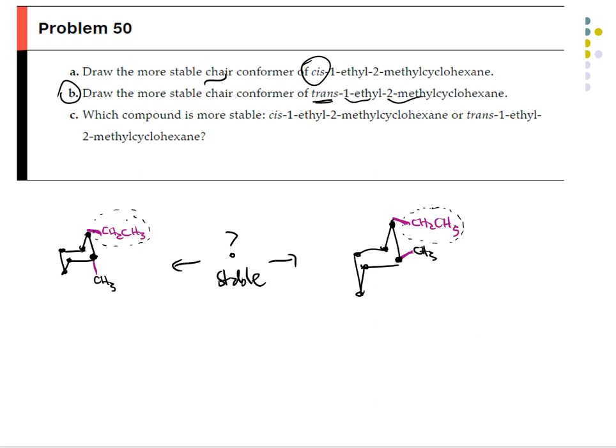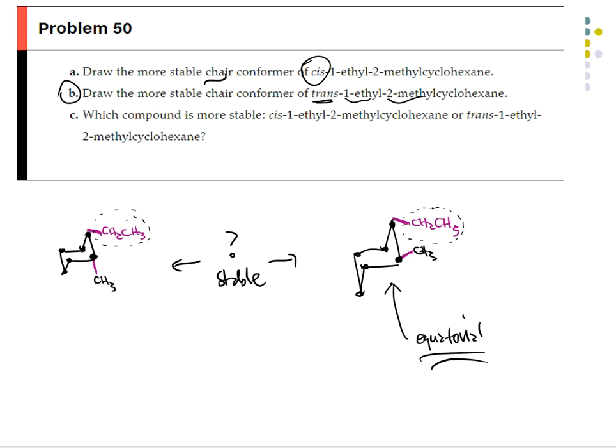Okay, so I can't use that as a guideline. I can't use that as a judge. I need to look at my other groups. This methyl group has an axial bond, and this methyl group has an equatorial bond. Because both of these are equatorial, that gives this ring more stability over the other one.